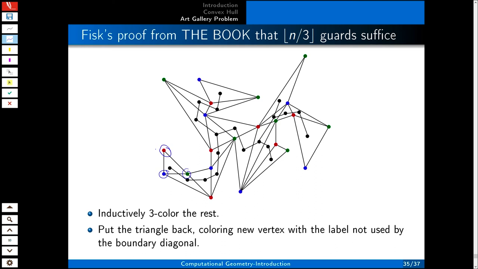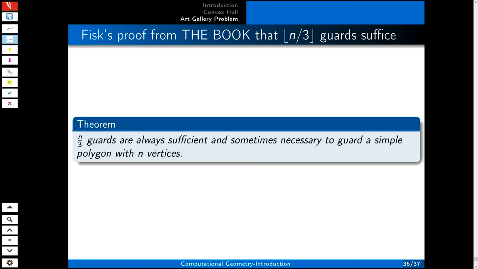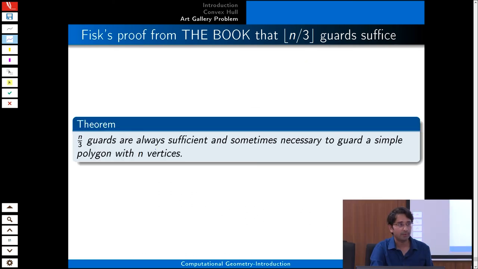So that is it. And we have the final theorem that n by 3 guards are sometimes necessary and always sufficient.